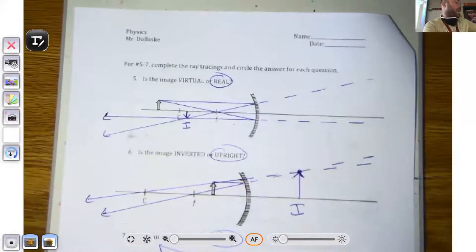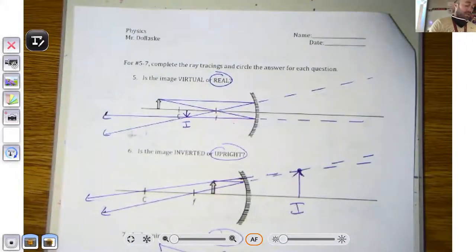Now, some people had some issues with the ray diagrams. I will say that this was an open note quiz, correct? Did we have all of our ray diagrams at our disposal? Yes, we did. Use your resources if you're allowed to have them, okay?